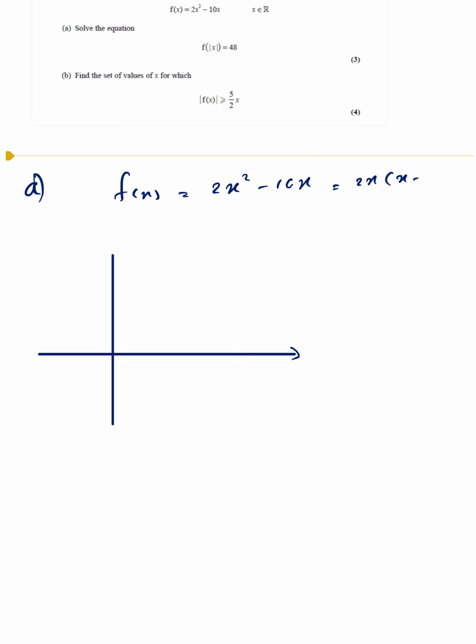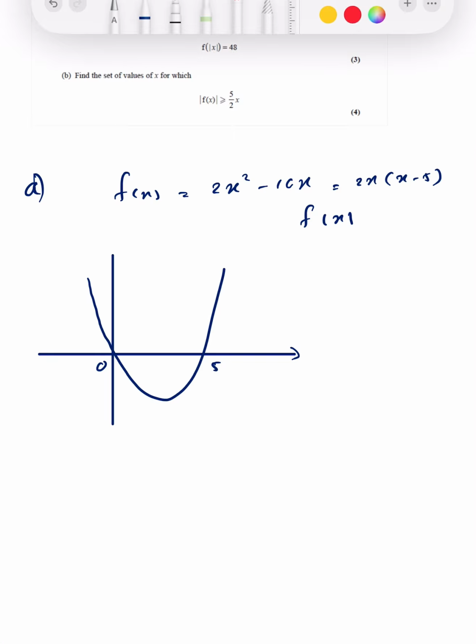2x into x minus 5. So this original curve goes through x equals 0 and x equals 5. And f of modulus x curve means you have to reflect the curve for x greater than 0 onto the y-axis. So this curve will probably be like this. Up to x equals 0, the curve will remain the same, and then get reflected as a mirror image like this.